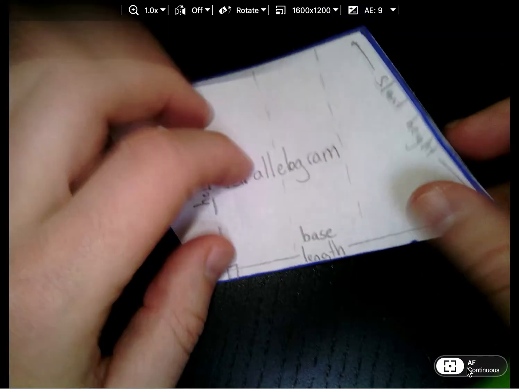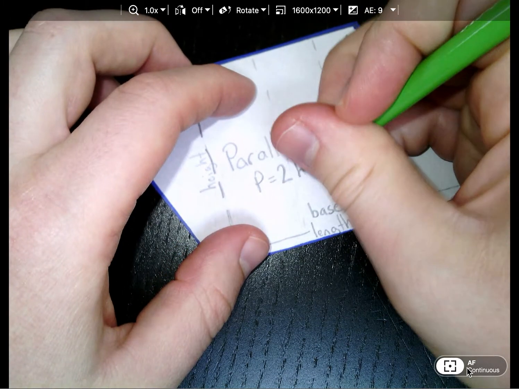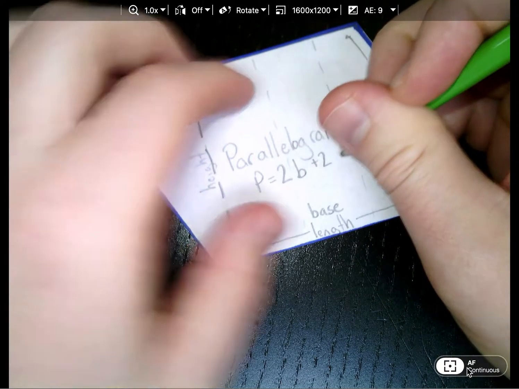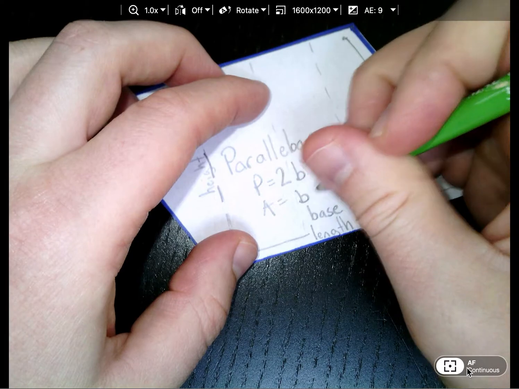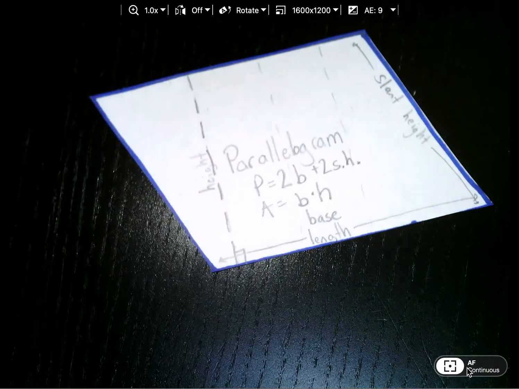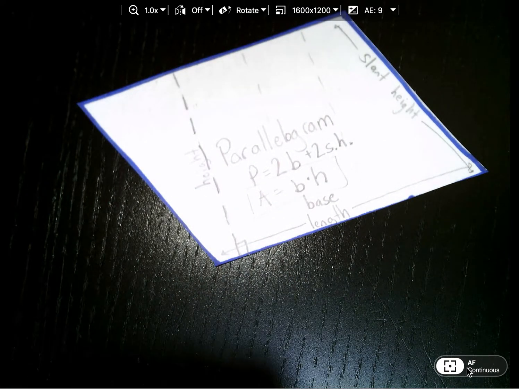So if we want those formulas, we can write those. Perimeter equals 2 times the base plus 2 times the slant height. And then area is just base times height. This one is way more important for our study for this unit.